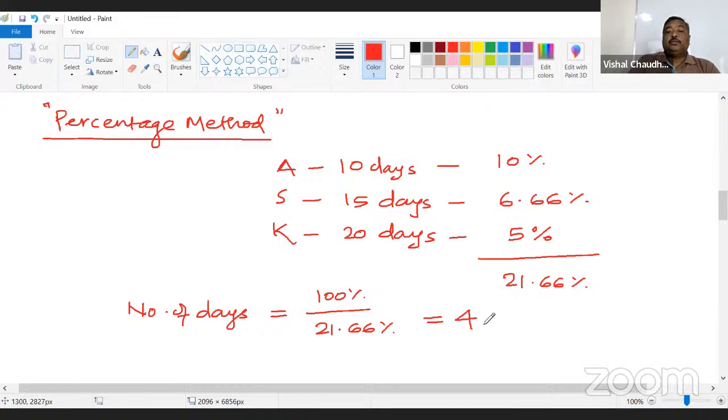Okay, so remaining will be how much? Remaining will be, if you take a decimal, it will be 4.6 approximately. 4.6, because 140 and 21 6, yes, it will be okay. 4.6, percentage method.